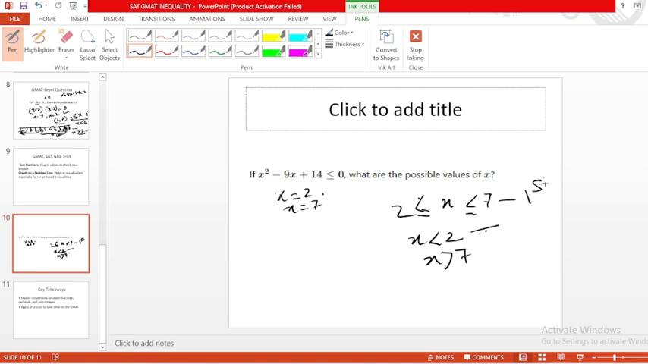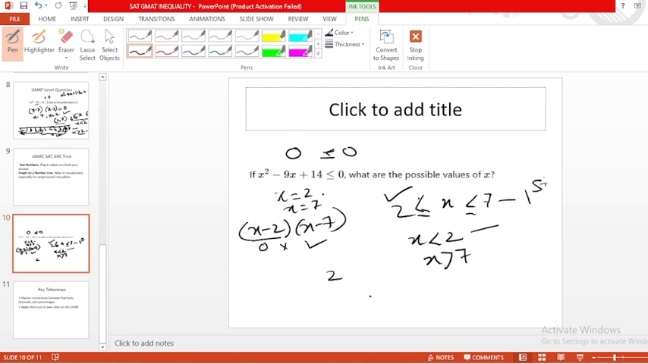Now if you put 2 individually in this equation, you will get 0, since it is nothing but x minus 2 into x minus 7. If you put 2, this becomes 0, and 0 multiplied by any number gives 0. So this side of the equation becomes 0, which satisfies the inequality because the equal to sign is there. So 2 is satisfying.